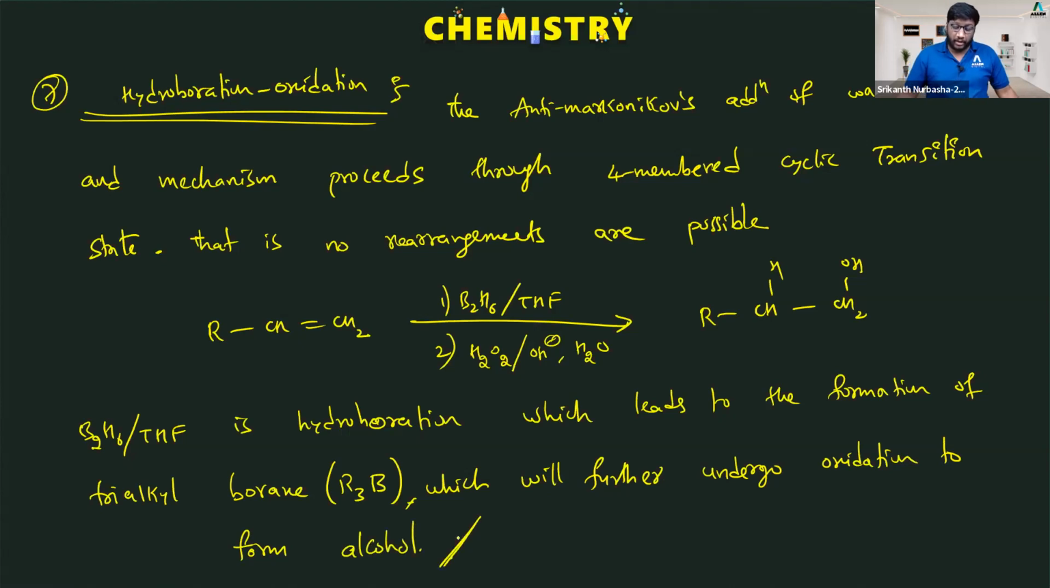Everyone got this or not? The hydroboration oxidation follows the anti-Markovnikov rule. You have to simply add the OH and H according to the anti-Markovnikov rule.